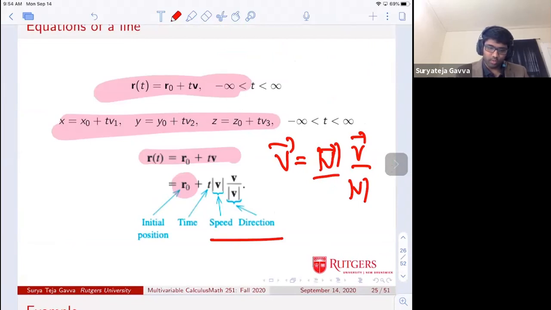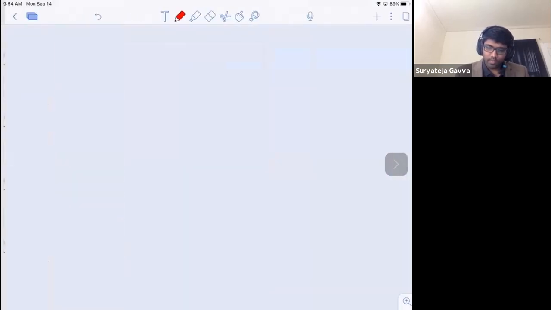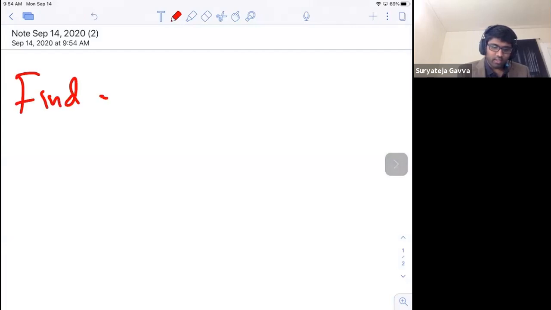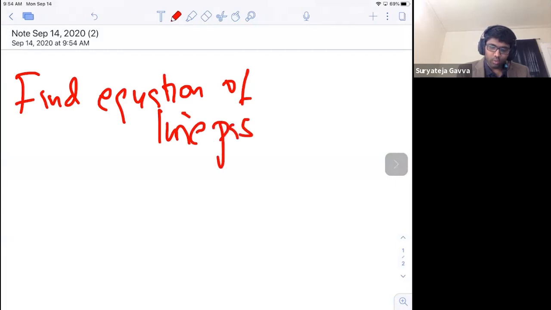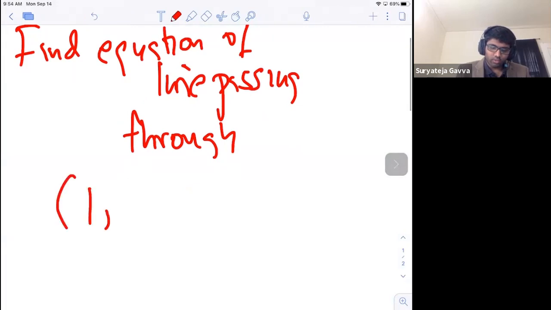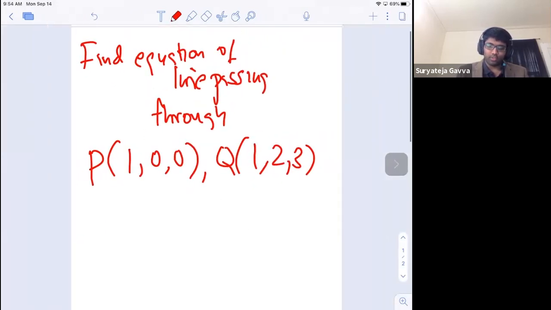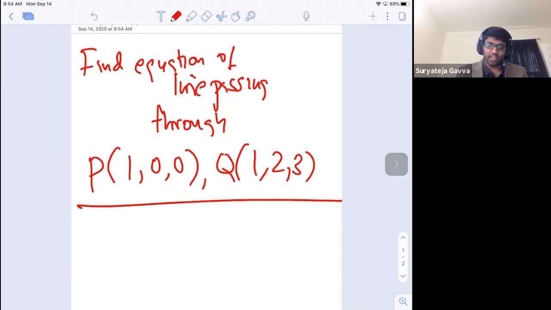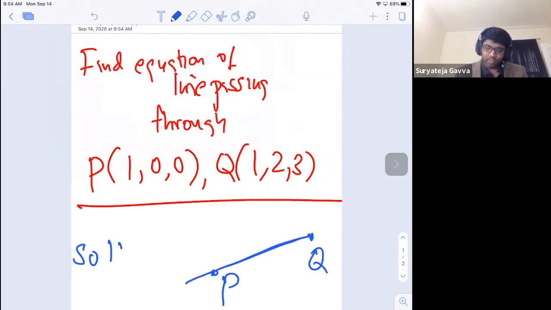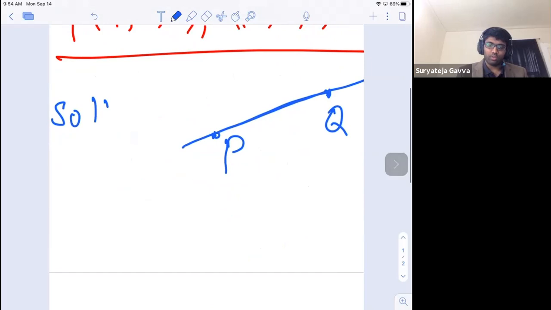So let's compute some equations of the line. Find equations of the line passing through, say, (1, 0, 0) and (1, 2, 3). Okay, I want to find, so someone said, yeah, if you have two points, you can determine a line, right? So I have these two points. This is P here, and this is Q. I want to determine the line passing through P and Q. So what do I do?